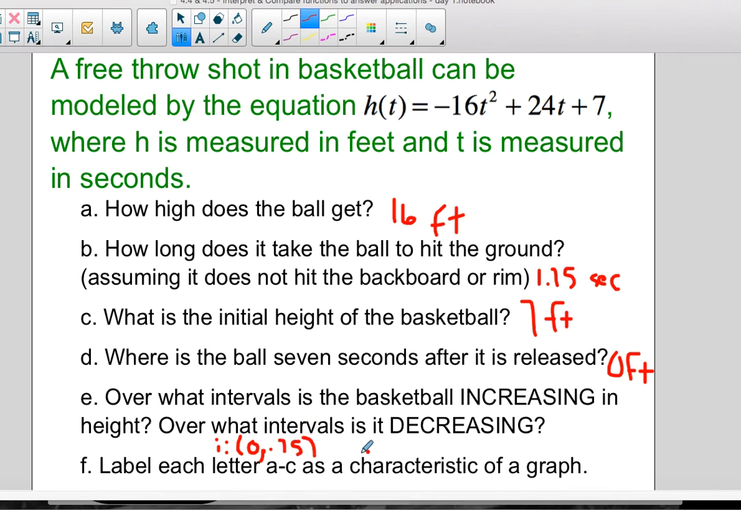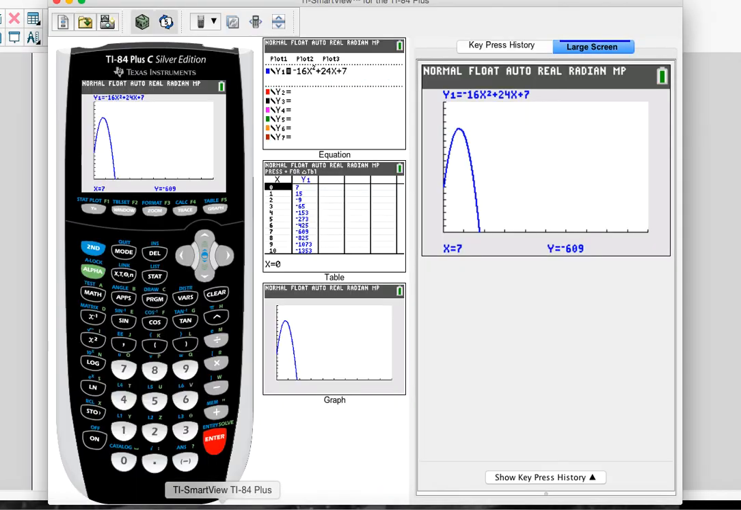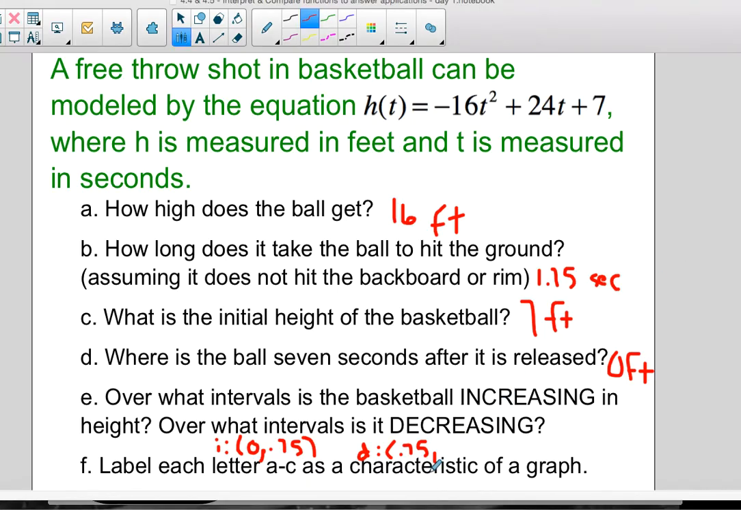And then decreasing from that 0.75, but we're not going to say to infinity, because again, keep it in context of a real world problem. It stops decreasing at 1.75 seconds, right? And we don't know the bouncing, how high it gets when it bounces, so we're just going to stop there because that's all that we know. So from 0.75 to 1.75, and that's it. We're not going to go to infinity because it hits the ground.